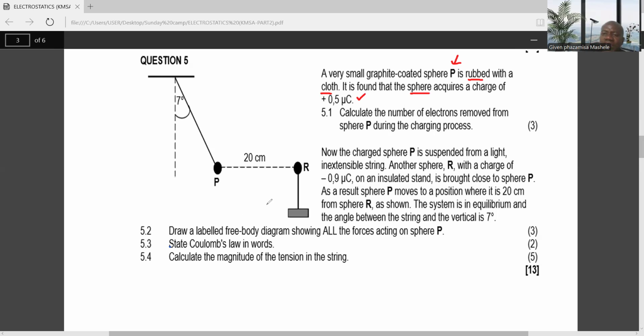Then the question says, calculate the number of electrons that are removed from sphere P during the charging process. Why are they saying that are removed?